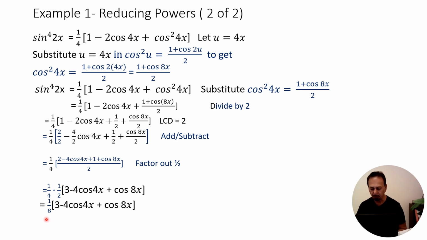So now we have 1 over 8 times the bracket 3 minus 4 cosine 4x plus cosine 8x. So all the cosines have a single power, so we are done. So that's the result for sine to the 4th of 2x.